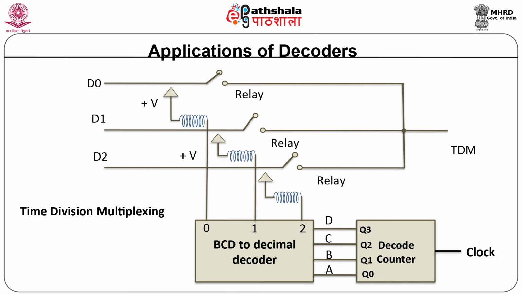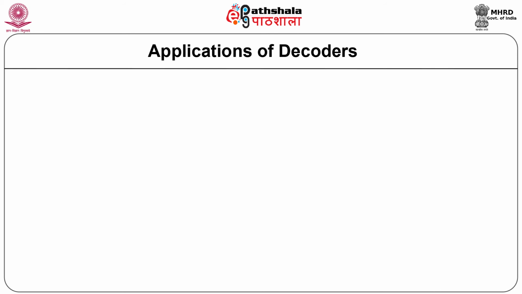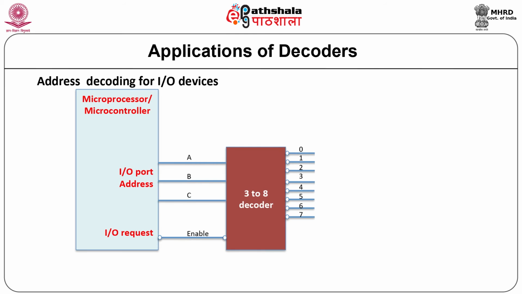The counter is continuously pulsed and decoder outputs are activated sequentially A, B, C, etc. This activates one relay at a time to connect the data source to the output. This is the way TDM allows sharing of common channel for data transmission. A simple computer I/O port system with a port address decoder with only 4 address lines is shown here.